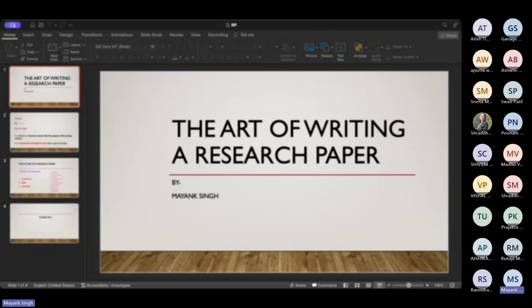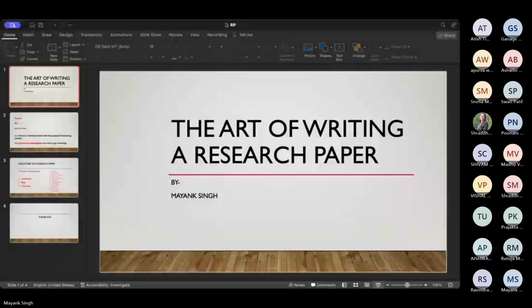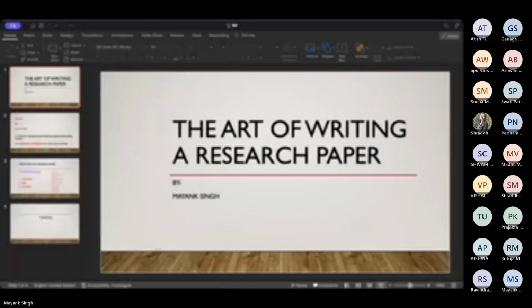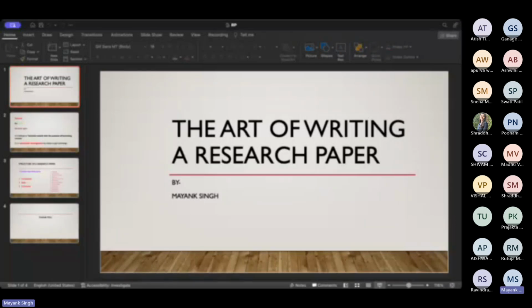So does any one of you have any doubt or any question or any insight into what we have discussed till now? Any of the participants? No, sir. Okay. So can anyone describe what an abstract is? You must have written a research paper till now, or you must be in the process of writing one. The abstract is the first thing which comes into your mind. So would anyone like to describe what an abstract is?